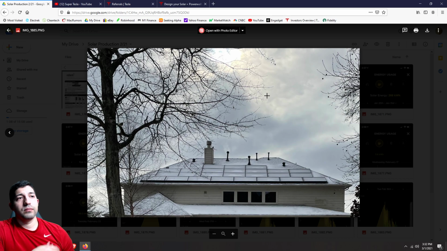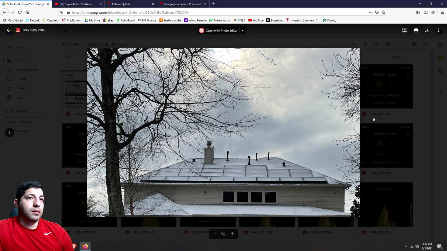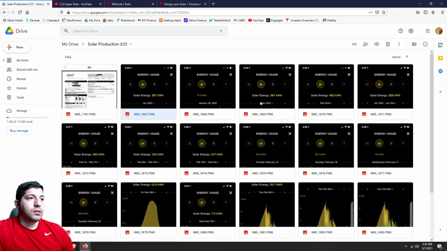And so far, the system performed amazing. I had power during the crazy Texas power outage. And yeah, we'll see how it performs. I will be doing an update in March. Maybe after that, I'll do it in 6 months and then 1 year, to see how it performs.